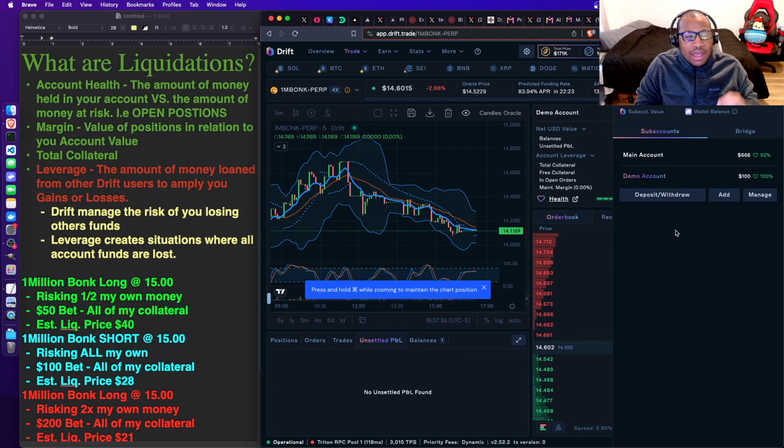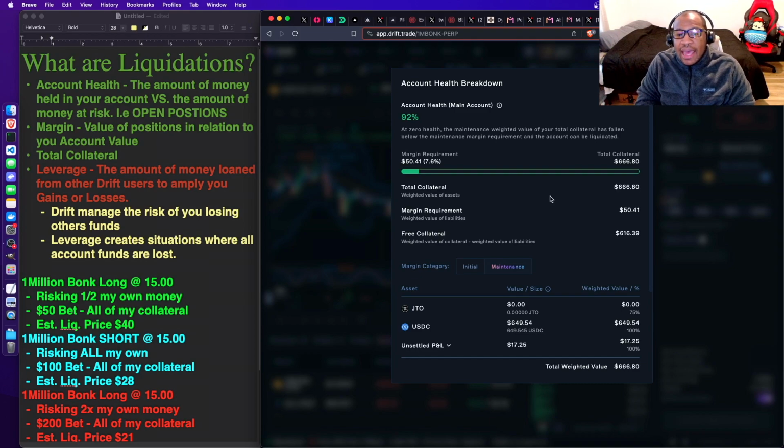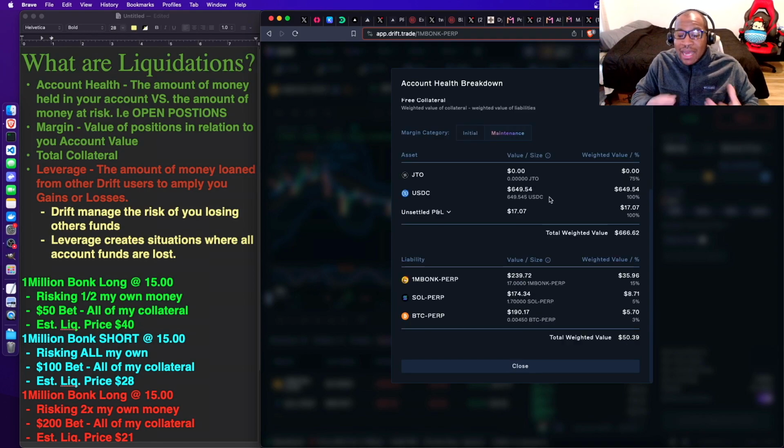Each one of our accounts has a metric that contributes to its overall health. A really easy way to think about it is the amount of money that's held on your account versus the amount of money that's tied up in a position, and whether or not those positions are in the green or if they're in the red. Let's take a quick look at the account health for my main account. We see here that I'm pretty far away from any risk of liquidation because the entire account has a health factor of 92%.